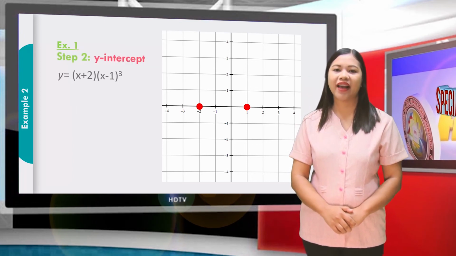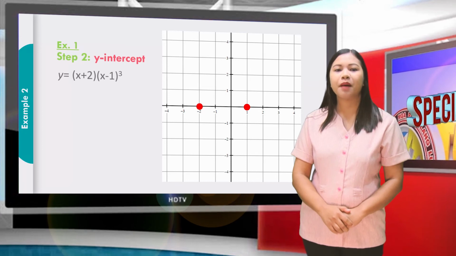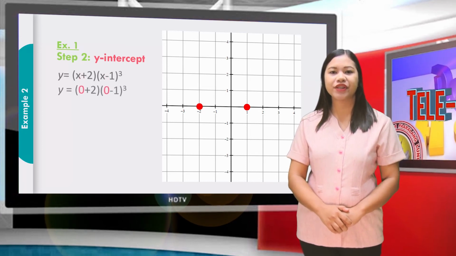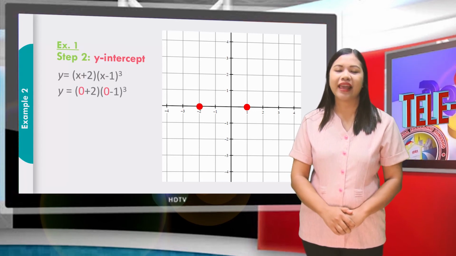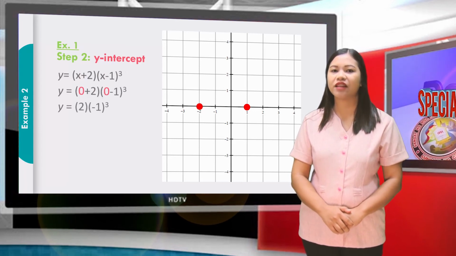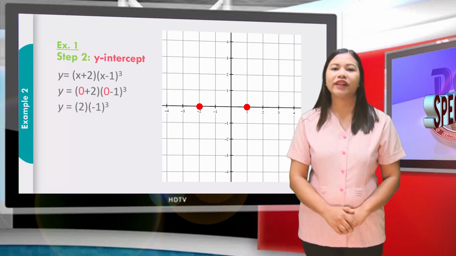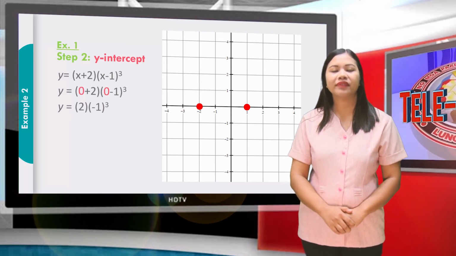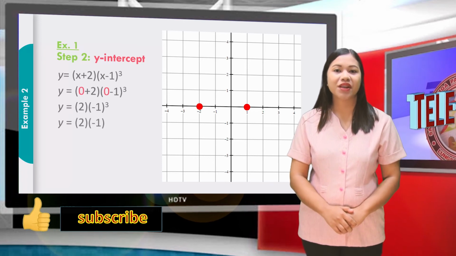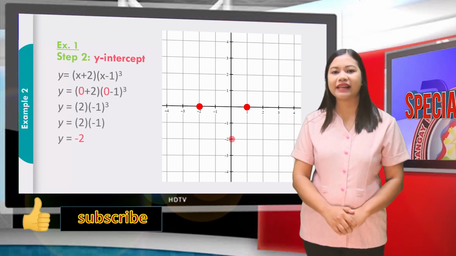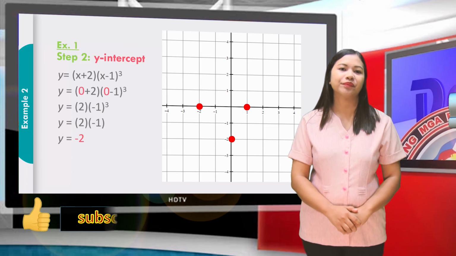Step 2 is to find the y-intercept by letting x be equal to 0. Then, 0 plus 2 is 2 and 0 minus 1 is negative 1. Negative 1 cubed is negative 1 and 2 times negative 1 is negative 2. So, the y-intercept is negative 2.